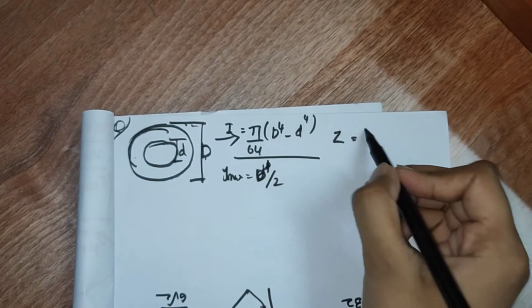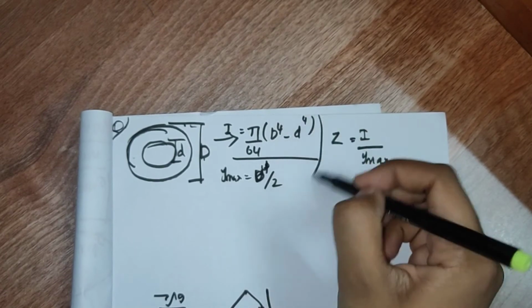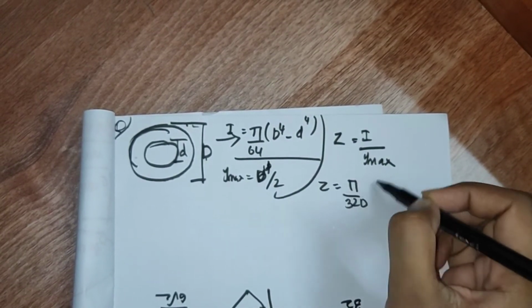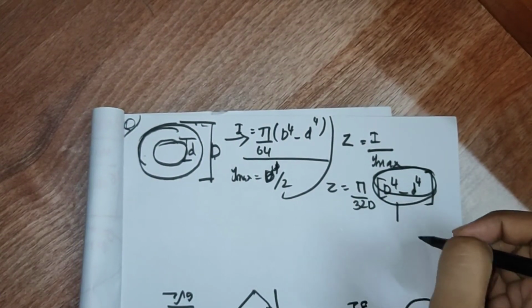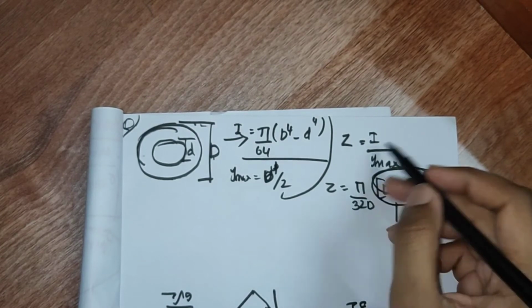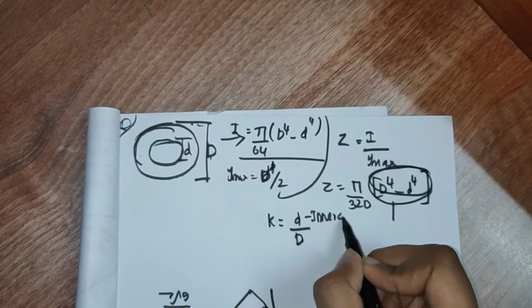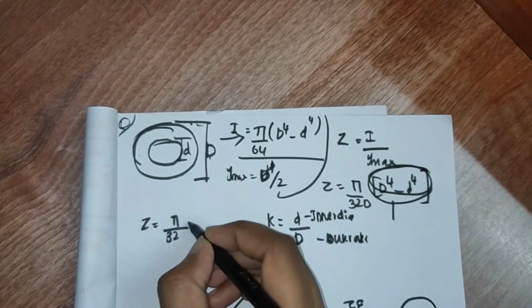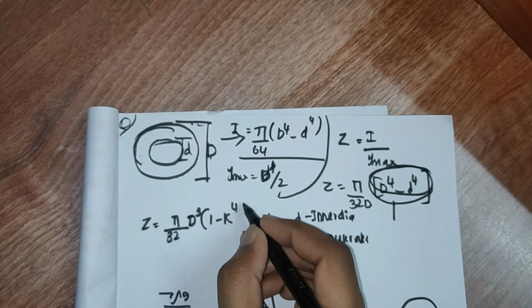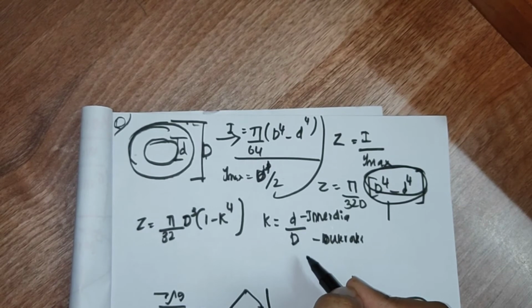So by substituting, section modulus is I divided by y max. While solving this, I am getting Z equal to pi by 32D into D raised to 4 minus d raised to 4. Instead of this, I can just assume k equal to small d divided by capital D, that is inner diameter divided by outer diameter. So we get Z equal to pi by 32 D cube into 1 minus k raised to 4, where k equal to small d divided by capital D.